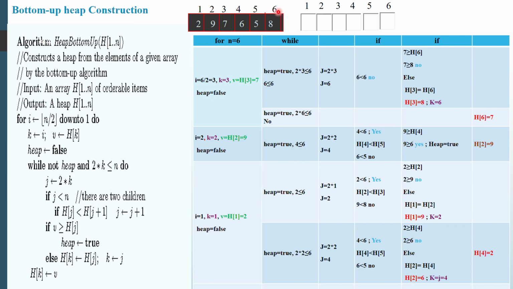What is n? Assume that you have 6 nodes here. Next, you have to construct a heap tree. For constructing, first there is a for loop. What does the for loop tell? i equals n divided by 2. The n value is 6, so 6 divided by 2 makes i equal to 3. Next, down to 1. What does down to 1 mean? Now you are decrementing in the for loop.